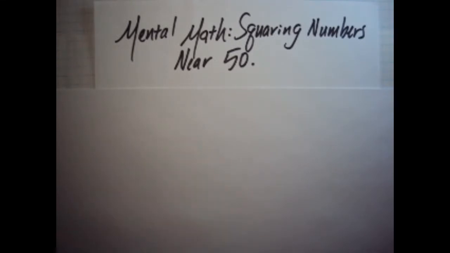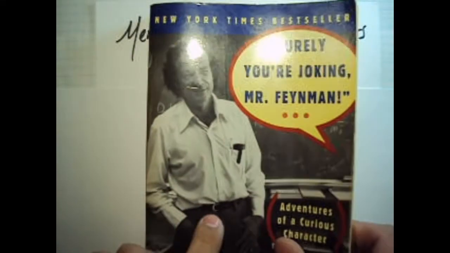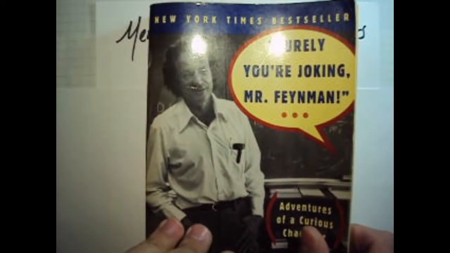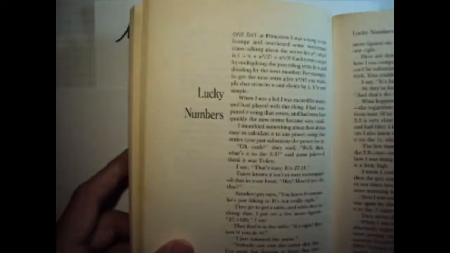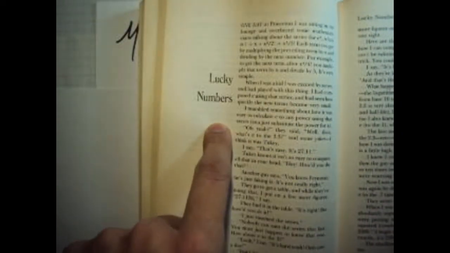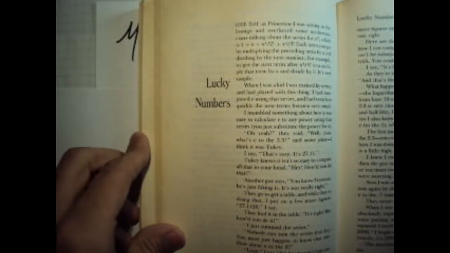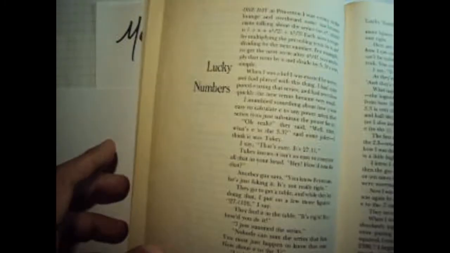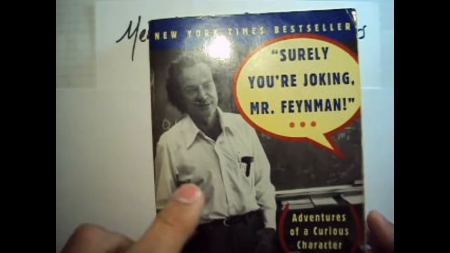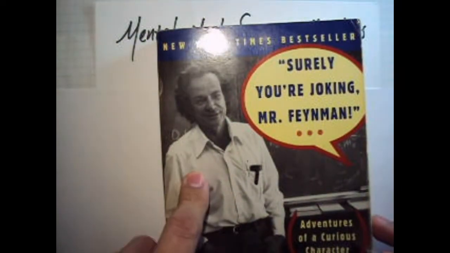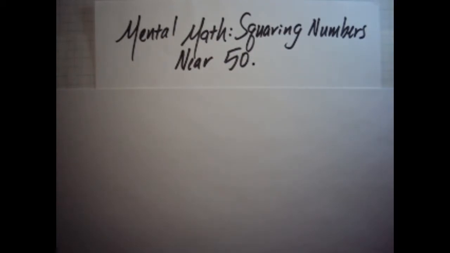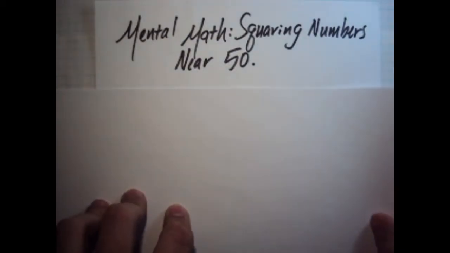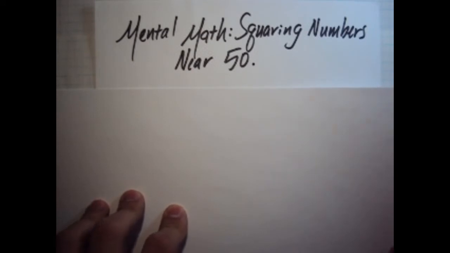This was actually something I learned from a book called Surely You're Joking, Mr. Feynman. Great book. I've read this probably dozens and dozens of times. Highly recommended. The chapter that this trick appears in is called Lucky Numbers. There's also a lot of other math tricks in this book. It's not a book about math. It's actually a book about Richard Feynman. He was a physicist. He worked on the atomic bomb and won a Nobel Prize and had all kinds of wacky adventures. A very, very entertaining read.